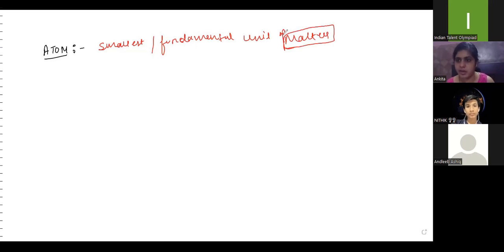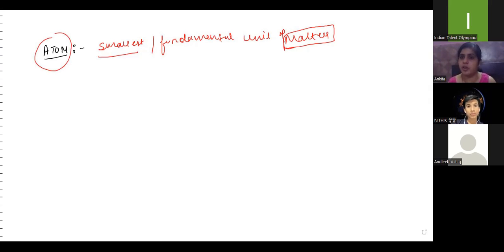When you are reading NCERT, do you have NCERT right now? That's really great. Do read NCERT line by line with me. Okay, and I'll give you the homework at the end of the class. You do the homework and ask me in the next class. Okay. So for atom, we say this is the smallest and fundamental unit of matter.